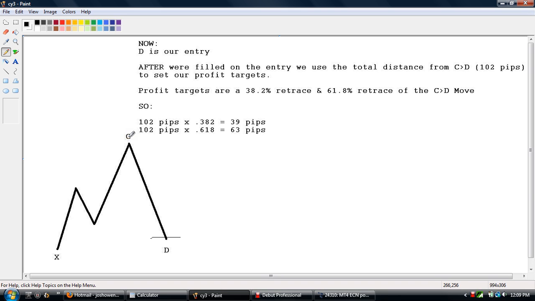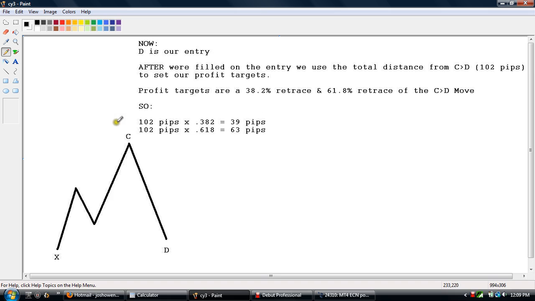Where is price coming from? It's coming from C going to D. It terminates at D, hopefully, and starts working into profit. Now the retrace zones is where we take our profit at 38, and our second one is done at 63. So I hope that clears up a little bit of how we get the C to D.